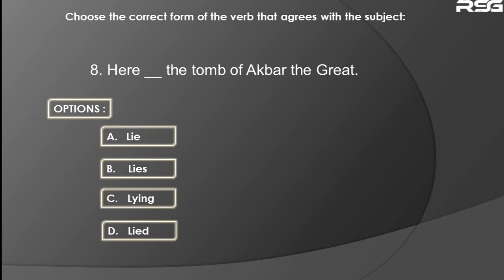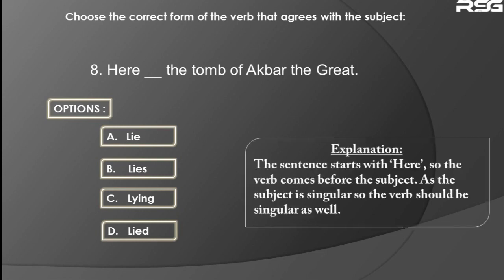Now see, here again the sentence starts with "here", H-E-R-E, so the verb comes before the subject. Where is the place of the verb? The place of the verb is the blank space where you have to supply the verb. Now what is the main subject of the sentence? The main subject of the sentence is the tomb of Akbar the Great.